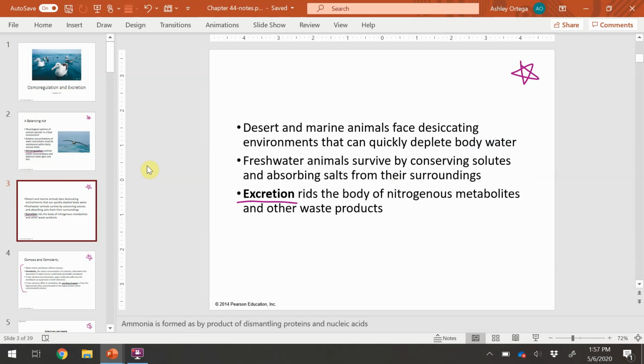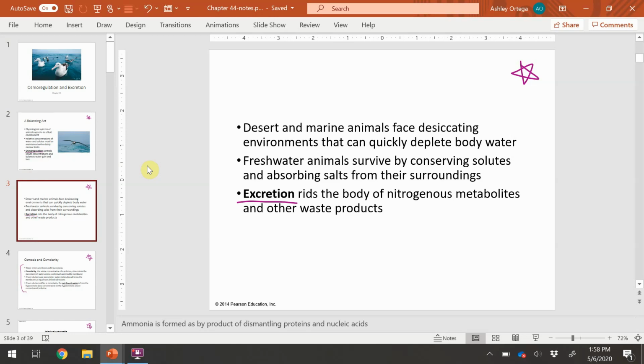Looking at different types of animals would show different types of regulation. Desert and marine animals will face a desiccating environment. Marine animals, in a very salty environment, are going to naturally lose water, and along with desert animals in a very dry environment, their bodies can quickly be depleted of water, and so efforts must be established to maintain that water in the body.